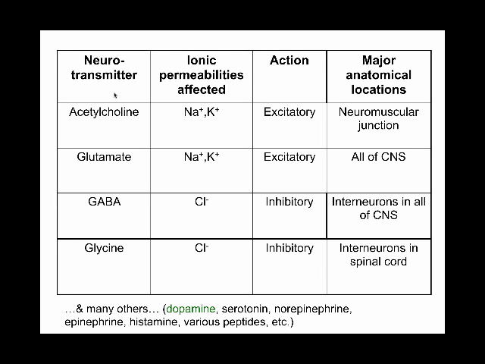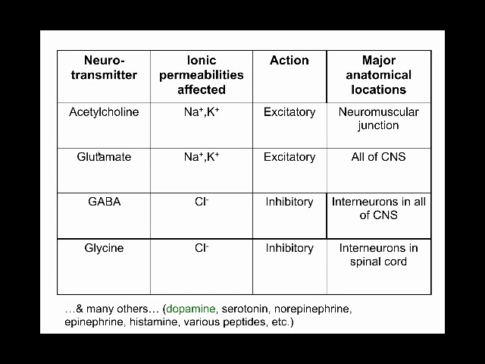These are probably four of the most common neurotransmitters in the nervous system. There are two excitatory ones, acetylcholine and glutamate. Glutamate is probably the most common excitatory neurotransmitter in the vertebrate nervous system. Acetylcholine, though, is the one that is used at the neuromuscular junction that we'll talk about a little bit later today. These two exert their effects by changing the permeabilities of sodium and potassium, as you'll see.